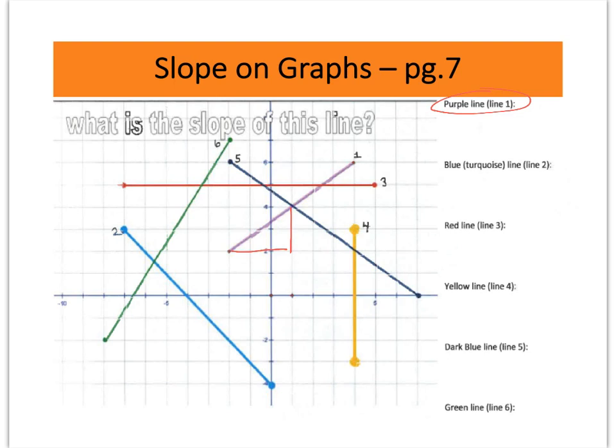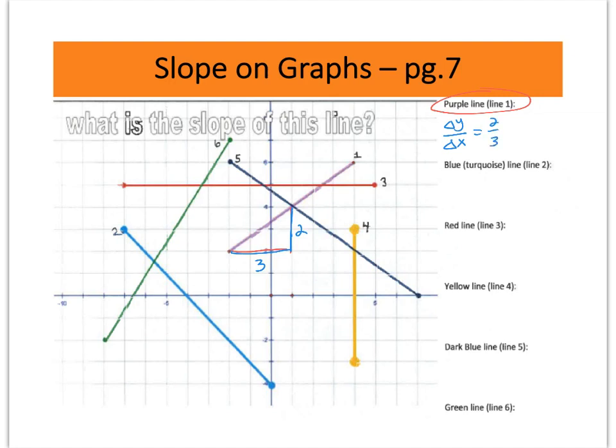So if I think about it as a change in y over a change in x, because that's what slope is, my change in x is 3 because it's going over by 3, and my change in y is 2 because it's going up 2. So my change in y over change in x is 2 over 3.